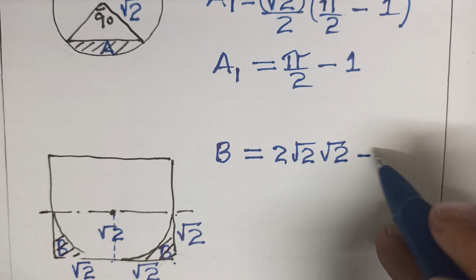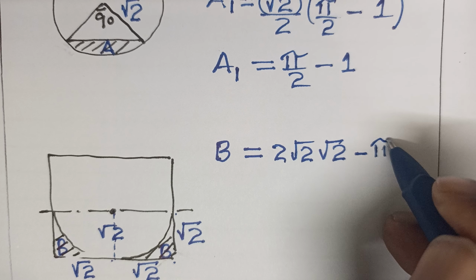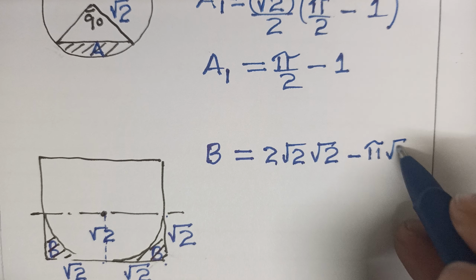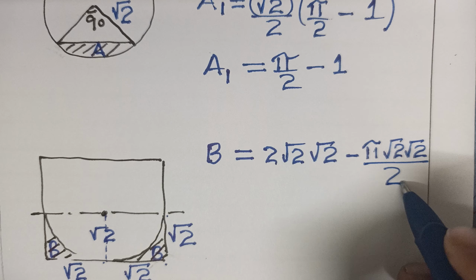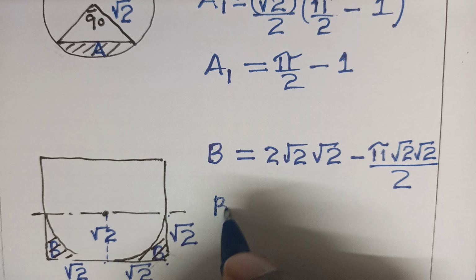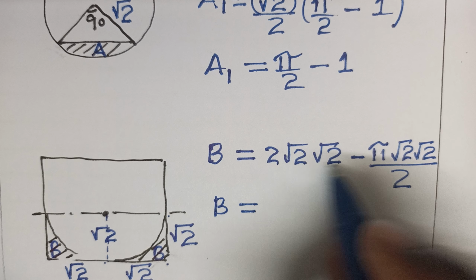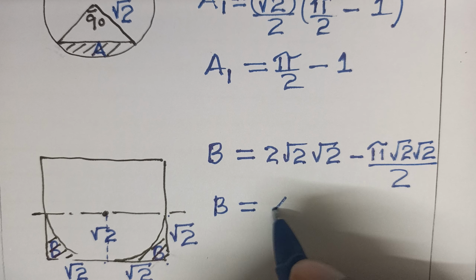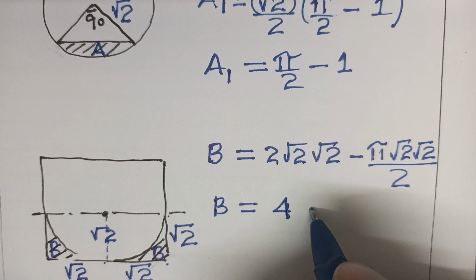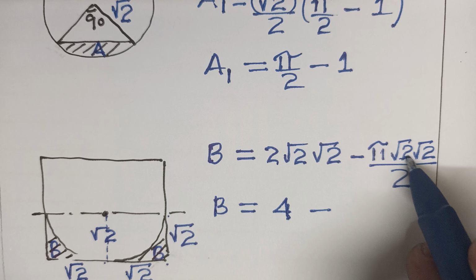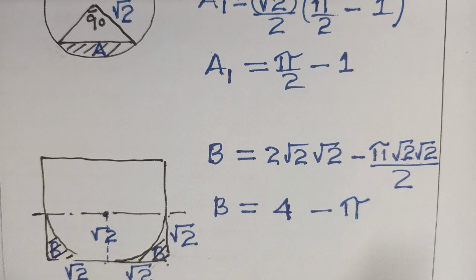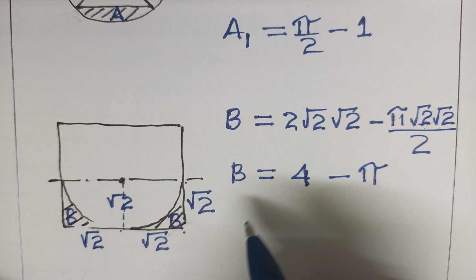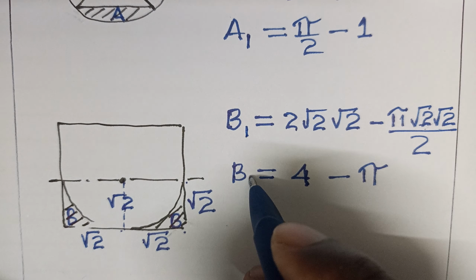And the area of the semicircle is given by pi r squared over 2. So this now comes to be equal to, this is 2 times 2, that is 4, minus, we have square root of 2, square root of 2 is 2, and the 2 can cancel. So we are left with pi. And therefore, I can also call this one B1.